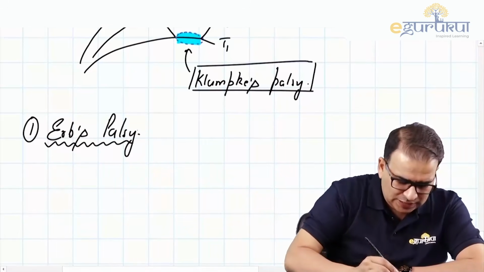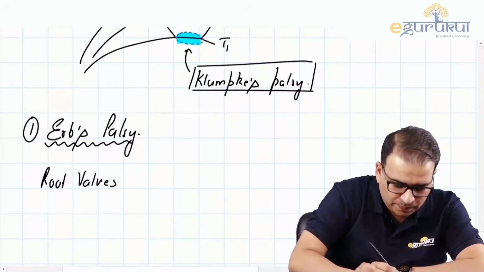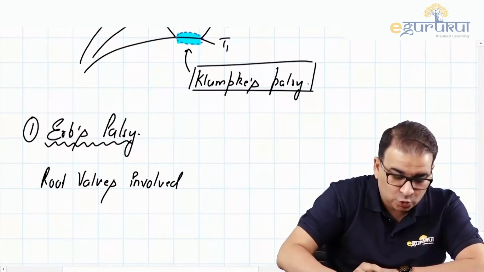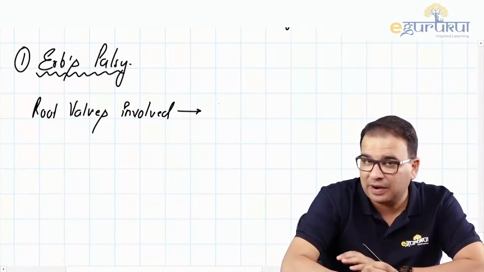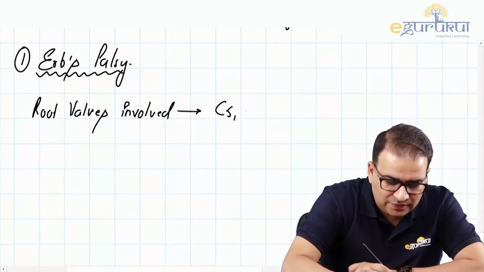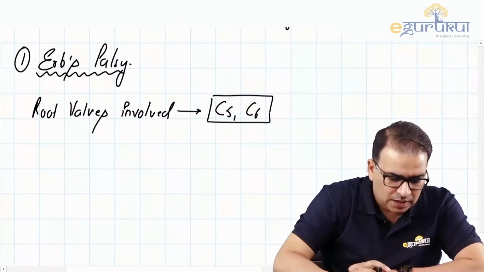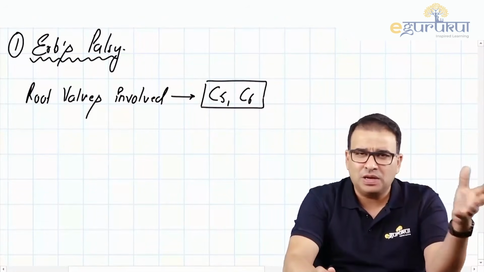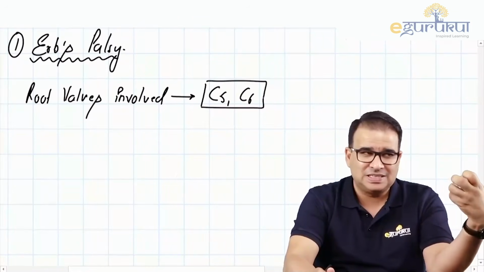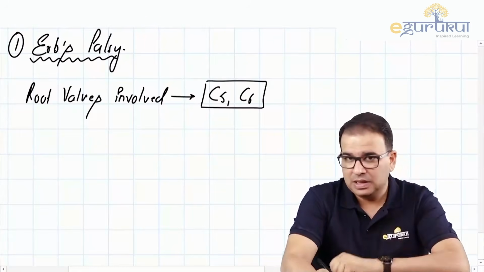Now what you see in the Erb's palsy, first of all, what are the root values which are involved? Guys, the involved root value here, as you can see it's an injury to the upper trunk. So root value involved is the C5 and C6. We know that upper trunk is made up of C5 and C6. Now, this C5 and C6 is present in many nerves. There are so many nerves which are having C5 and C6 in their root value, and so many muscles also which are being supplied by the C5 and C6.